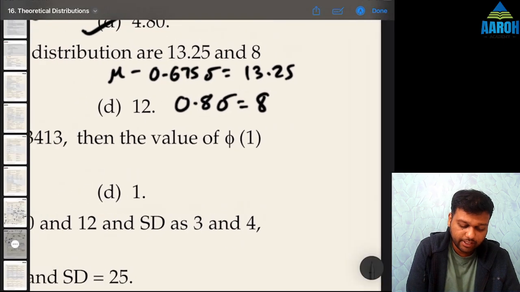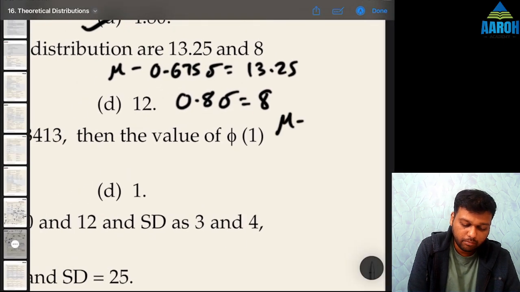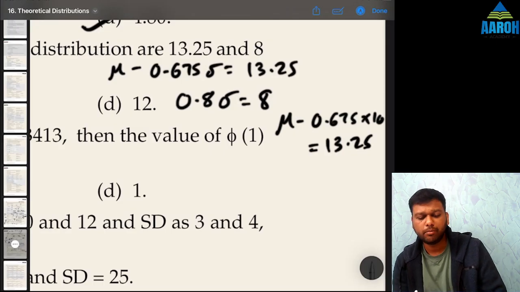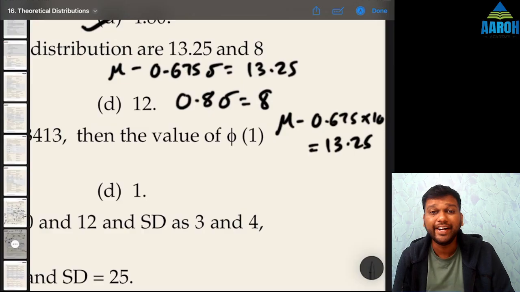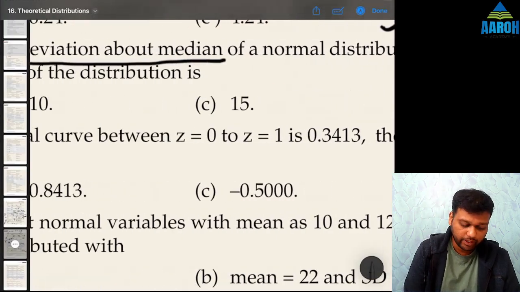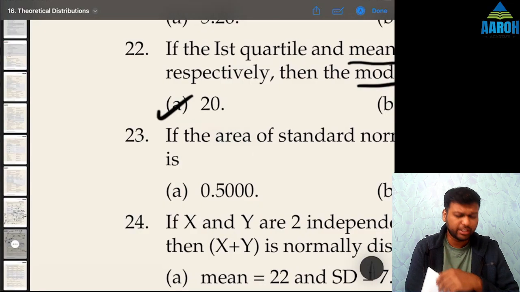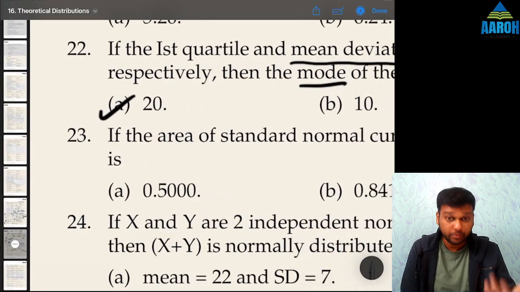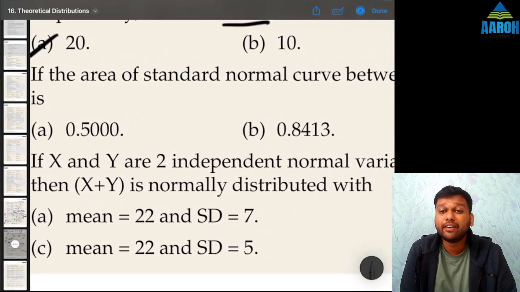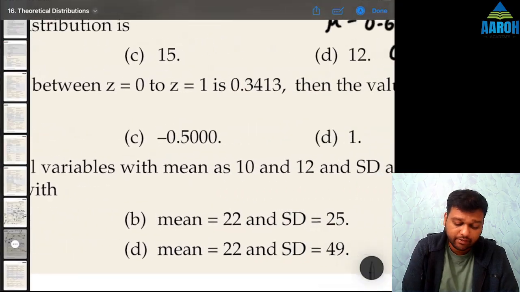So if sigma is 10, then we have mu minus 0.675 into 10 is equal to 13.25. So mu will be what? 13.25 plus 6.75, that is 20. Mu is 20, so 20 will be the answer. Option A.